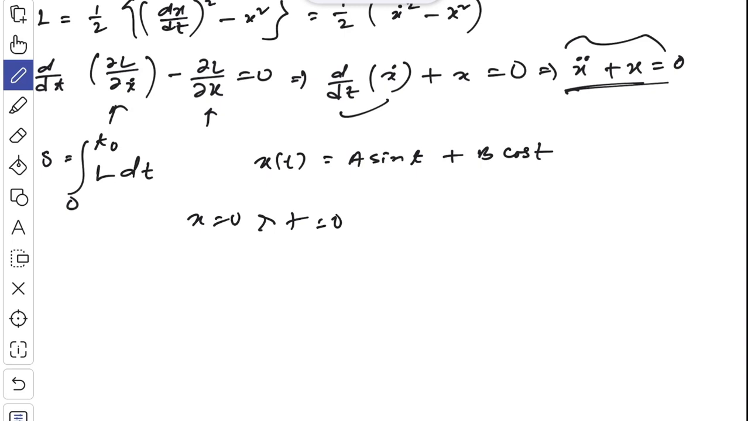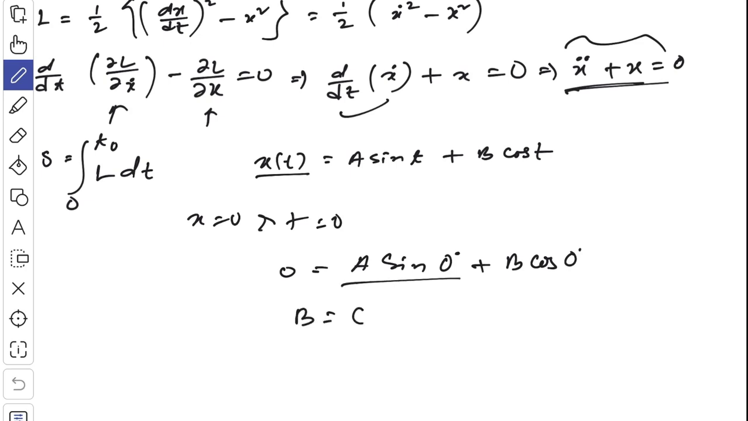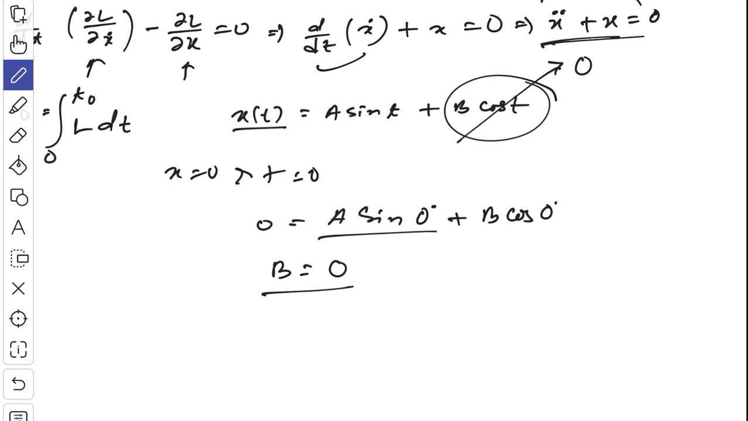When t is equal to 0, if you put these values, then what will you get? Then you will get 0 is equal to a sine 0 plus b cos 0, and here we know sine 0 is 0, so we will get simply b is equal to 0. So the value of b is 0, so this term will be 0.